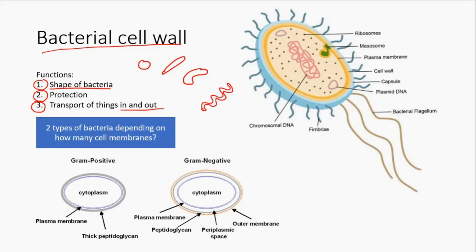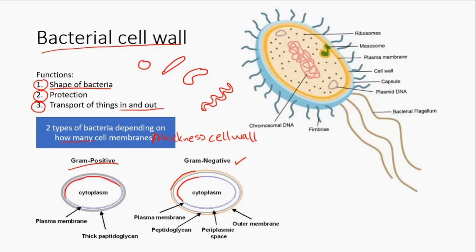So whether a bacteria is gram positive or gram negative depends on really two things: how many cell membranes the bacteria has, and also the thickness of the cell wall. Briefly speaking, if a bacteria has one cell membrane, it will be known as gram positive. And if a bacteria has two cell membranes, one inner cell membrane and one outer cell membrane, this bacteria will be known as a gram-negative bacteria.